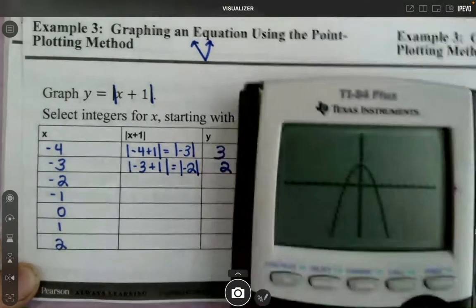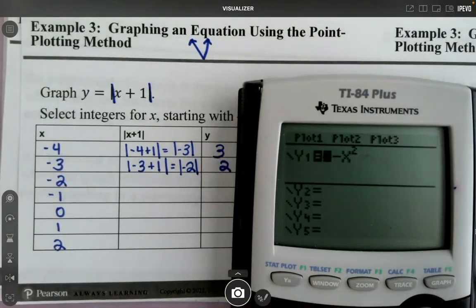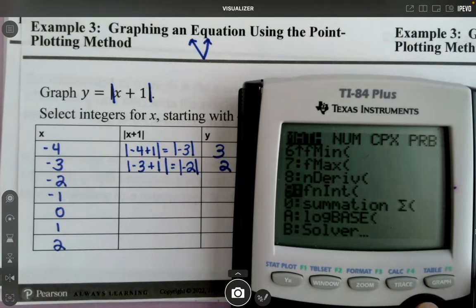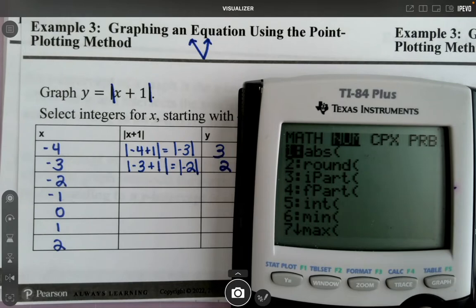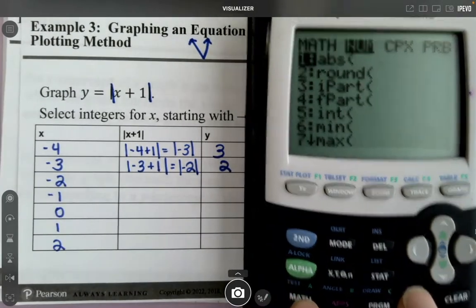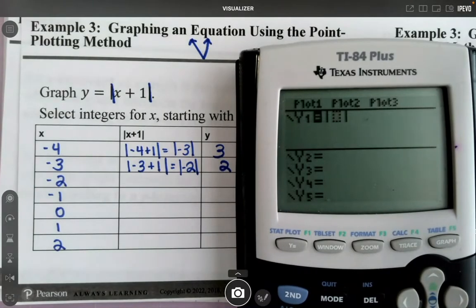Okay, we can also do this in the calculator. So go to y equals, let's clear out. We need to find the absolute value. So let's go to math. It might be in here, or it might be in our catalog. Oh, it's under number. So I clicked math and then over to number, put absolute value, and it brings up those absolute value bars. So it'd be x plus 1.